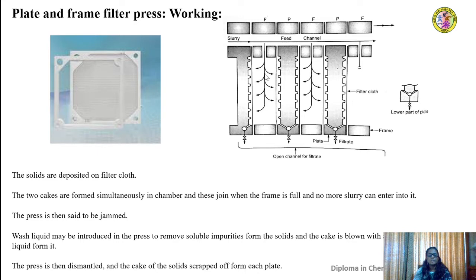So after the washing is over, we can blow air through the filter cake to remove the remaining small amount of liquid that may be there inside the cake, and thereby making it dry to a certain extent.